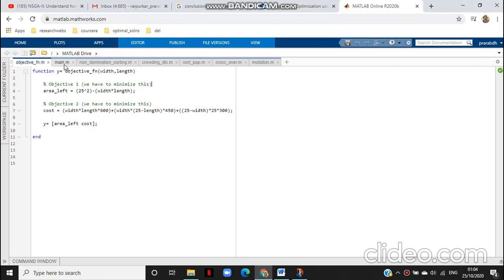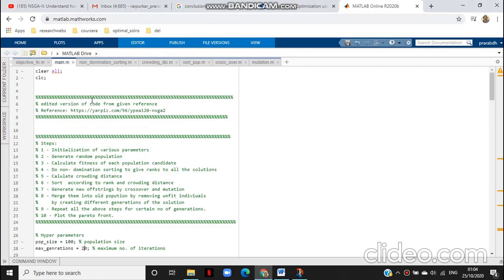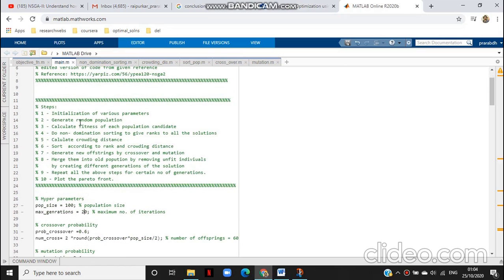So then we will see our main function. This is the reference for this code. It is a little bit motivated from here, arps.com. So what we do is first we initialize our various parameters and generate the random population. Then we calculate the fitness of each population candidate and do non-domination sorting. What non-domination sorting will basically do is give a rank to all the solutions, from 1 to 10 or 1 to whatever, according to non-domination sorting.